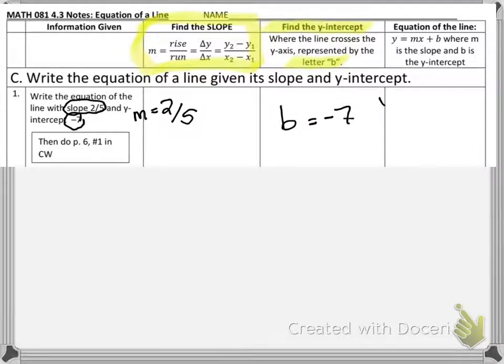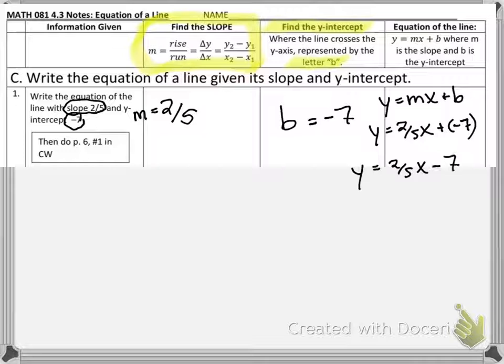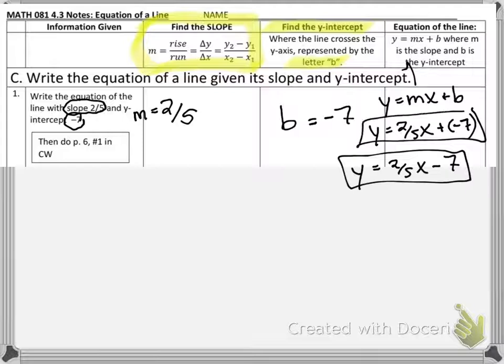So all we have to do in this problem is assemble the pieces, kind of like a Lego kit. We're going to put 2/5 in place of m, and we're going to put -7 in place of b. And then if we want to, we can rewrite this as y = 2/5 x - 7. Either of these would be a correct final answer for this problem. Now, unfortunately, most of our problems like this are not going to just give us the slope and the y-intercept. There's going to be a little bit more work.